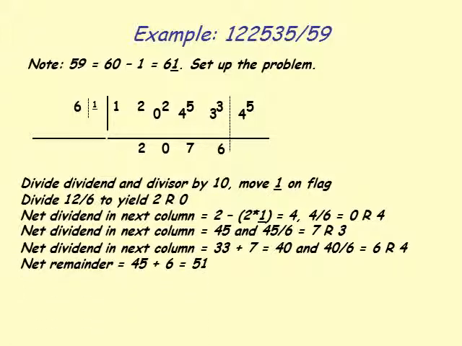Let's continue. Now the net remainder is, first 45 is the gross remainder, and 6 times -1 is -6, and we subtract that: 45 minus -6 is 45 plus 6, which is equal to 51. Let's continue. So I got the remainder is 51. And that means that 122535, remainder 59 is 207.